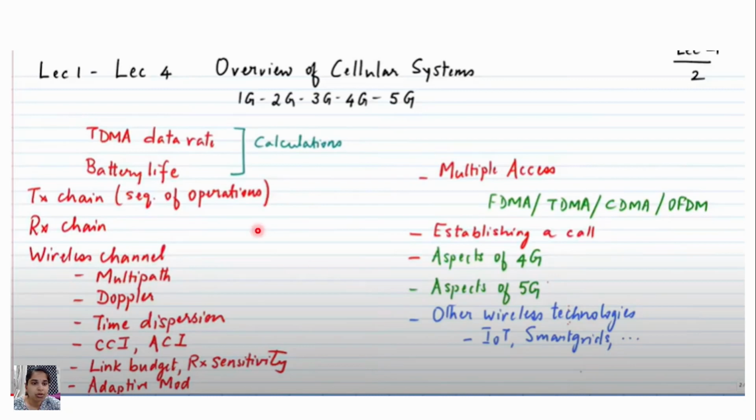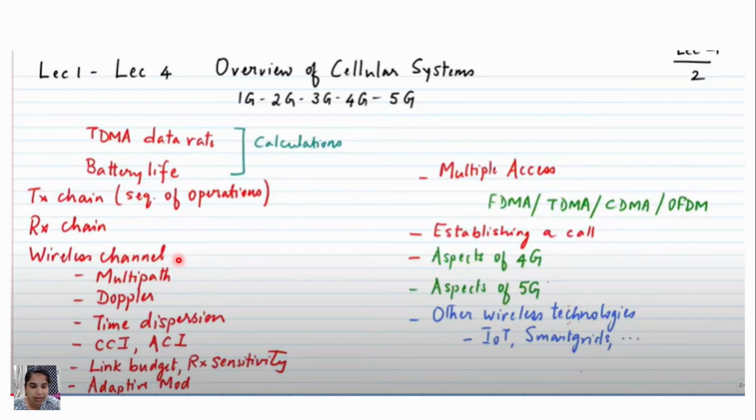Okay. So when you started with the course, from lectures 1 to 4, you had the overview of cellular systems in general. You calculated the data rate, the battery life, how to find the battery consumption or how much battery is left. Those were the calculations part. And then you saw the transmit and receive chains. On the transmit side, the different blocks present in the transmit chain are the information source, error correction coding, and then the modulation and so on. In a similar fashion, the receive chain, and then the wireless channel.